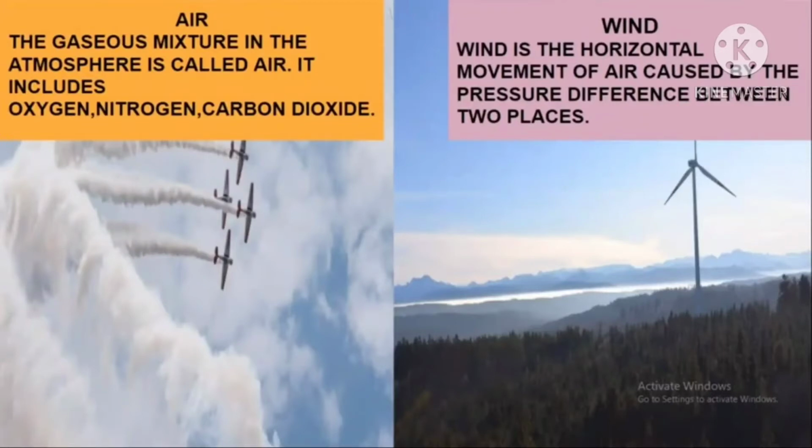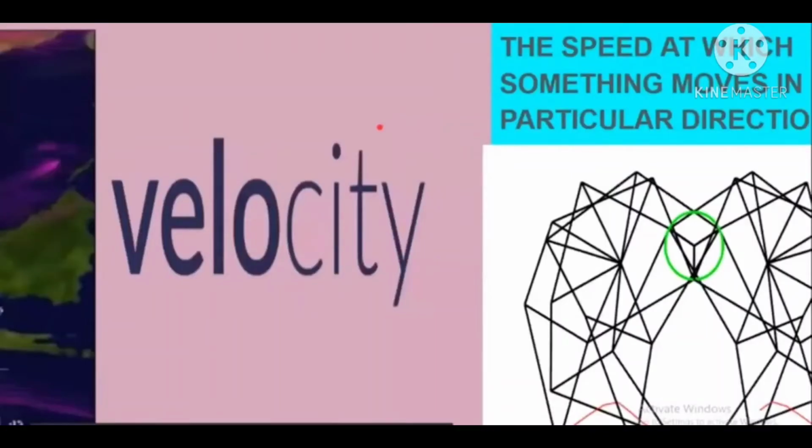Now let us see wind. What is wind? The moving air is called as wind, and movement of air is always from high pressure area towards low pressure area. And the speed of the movement of air or wind is called as velocity, and velocity is measured in the units of knots or kilometer per hour.